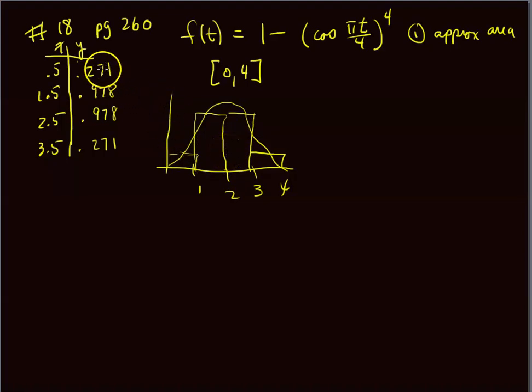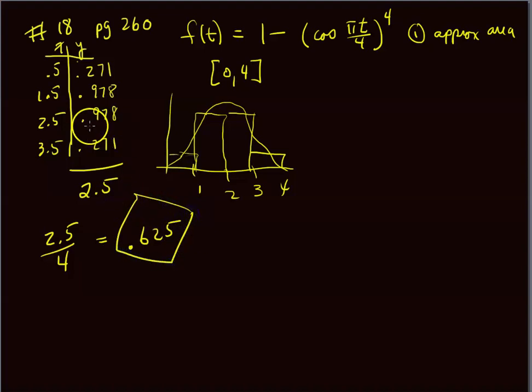If you add up these 4, you get 2.5. Now that is the sum of all these heights, but now you've got to take and divide that by 4. Which gives us the 0.625. And that is the average value of the function.